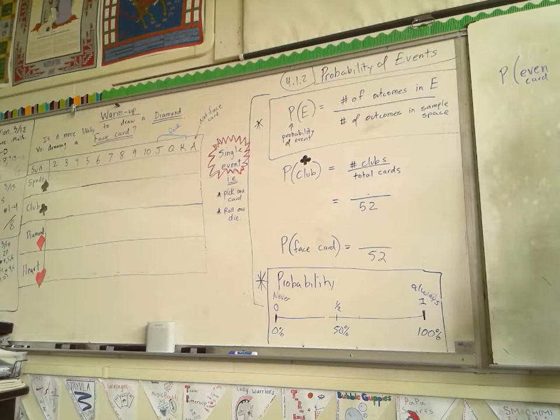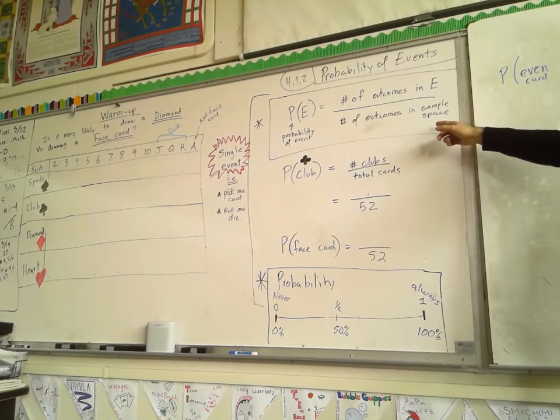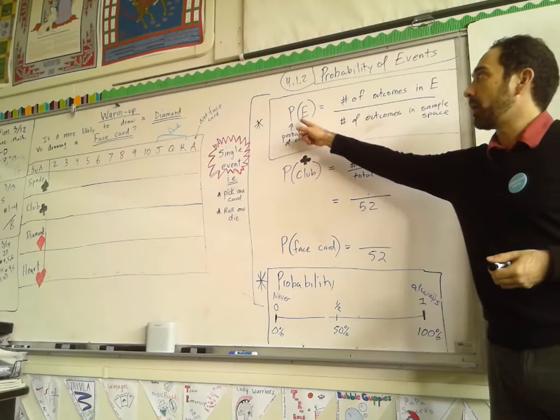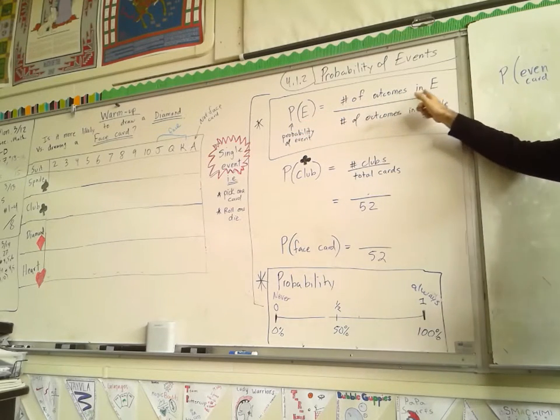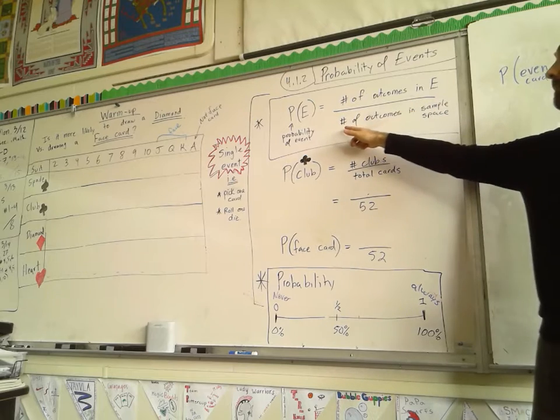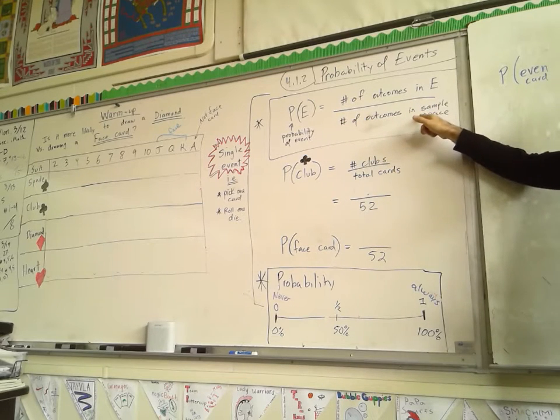So let's look and see. Here's our basic probability formula for a single event. The probability of the event E is the number of outcomes in event E divided by the number of outcomes in the sample space. Sample space is all the options.